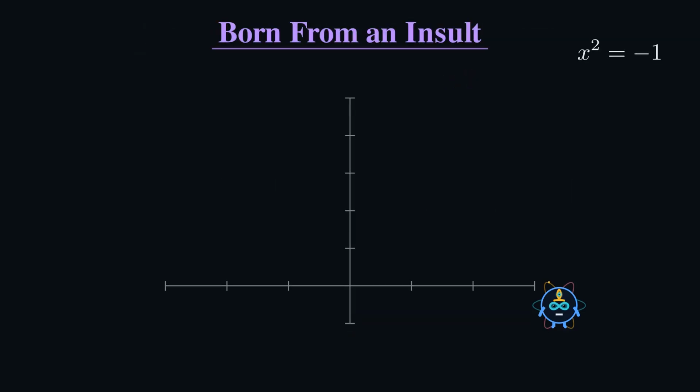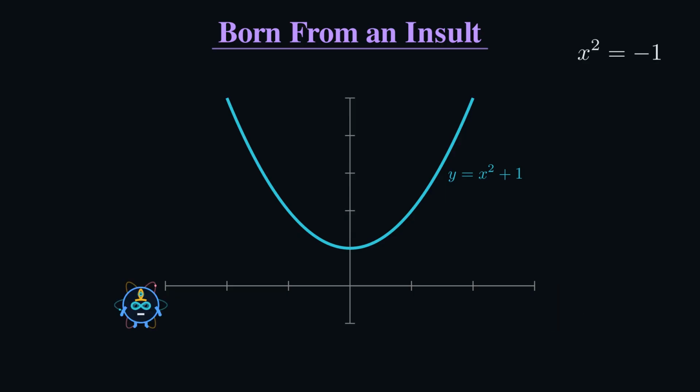For 200 years, this broke mathematics. X squared equals -1. No real number works. Squaring always lands on a positive. Draw it. The curve floats clean above the axis and never crosses zero. The solution simply was not on the line.